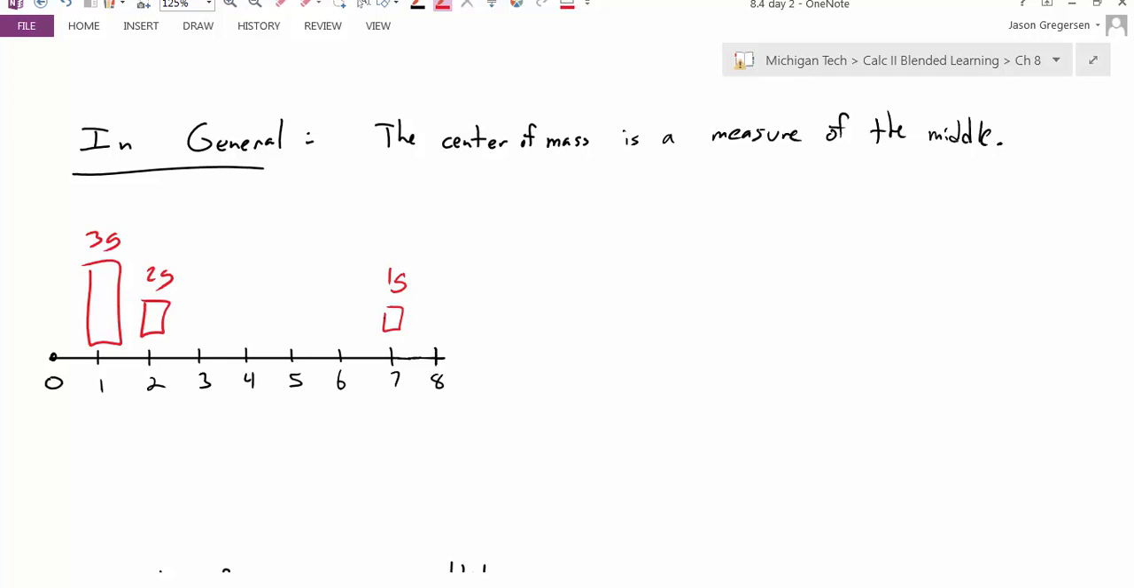Probably 3-ish, somewhere over here. I have to compensate for the extra weight that's on this side, so I have to move over here to balance it. Okay. Now, those are the 2 factors, the mass and the distance, and we're going to combine those 2 things as a product and call it the moment.